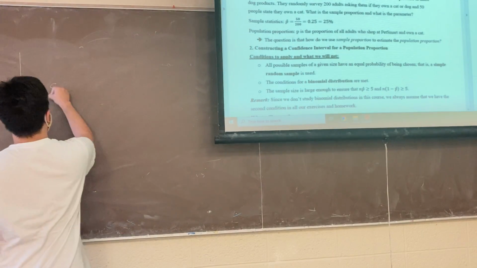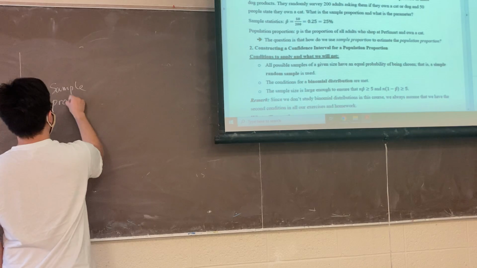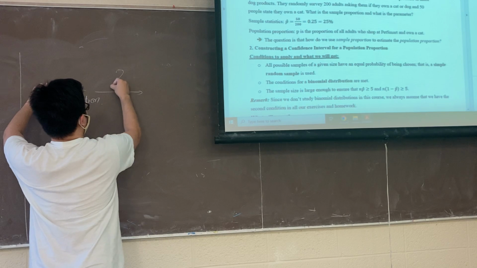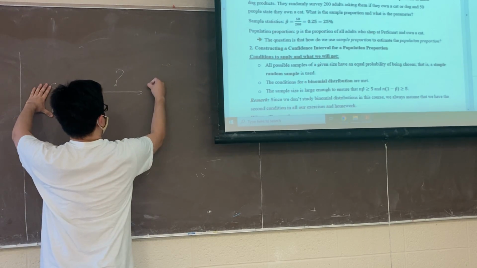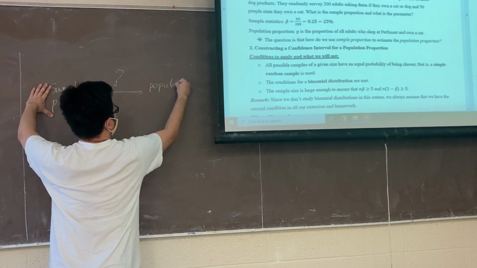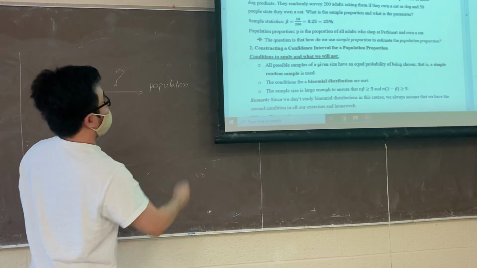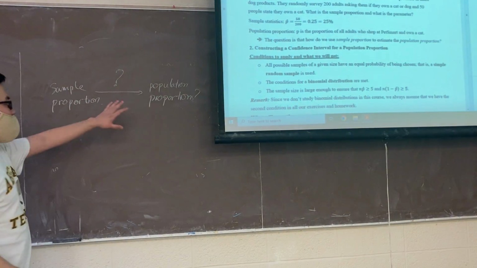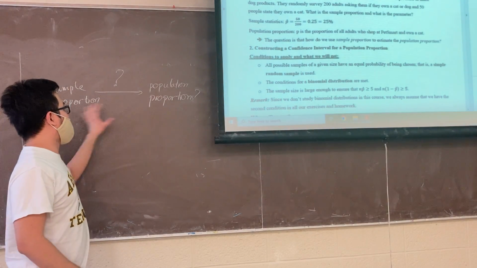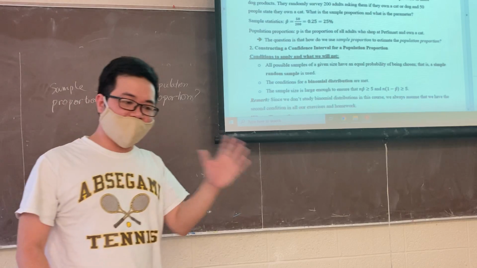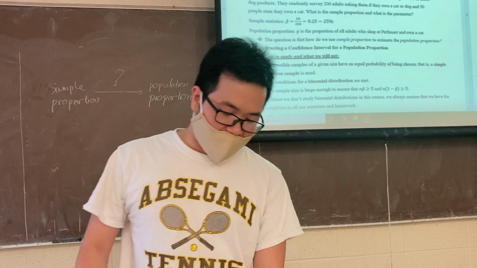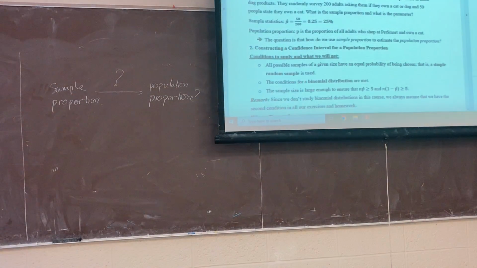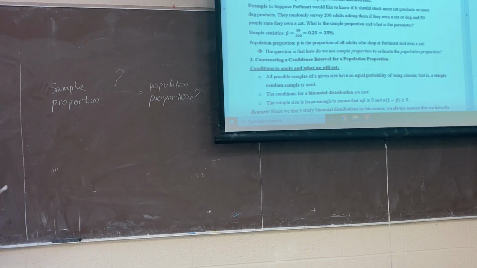If I have information about the sample proportion, how do I know about the population proportion? If I know this, how do I know about that? What is the relationship between them? That is the thing we will learn today. Now you will look at some concepts about the population proportion and sample proportion on the screen or on your handout.